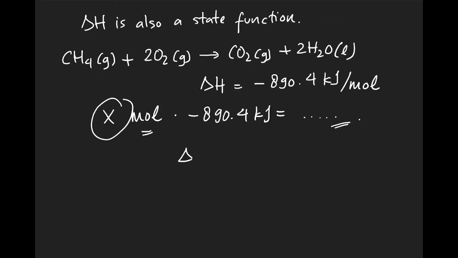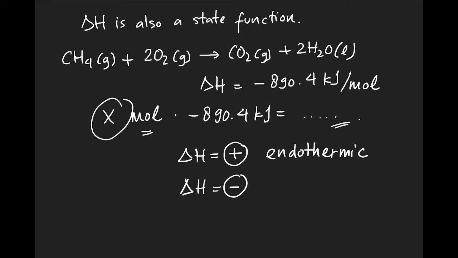When the delta H is positive, that means the process is requiring energy, and we call this an endothermic process, while if the delta H is negative, we call this an exothermic process, where the process itself will release energy. Now in this case, the delta H is also often called the delta HC, where the C is a code for combustion, because this is a combustion of 1 mole of methane.